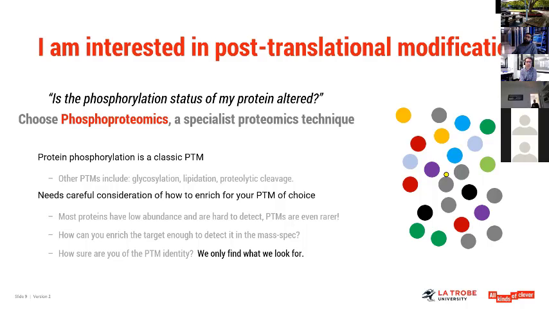So in this case, the considerations are how do you enrich for your PTM of choice? This is because, again, you're up against the abundance and sensitivity problem. Most proteins have low abundance and are hard to detect. And then on top of that, you're adding a post-translational modification, probably not to all of that protein population. So they become even rarer. It's the rarest of the rare in some cases.